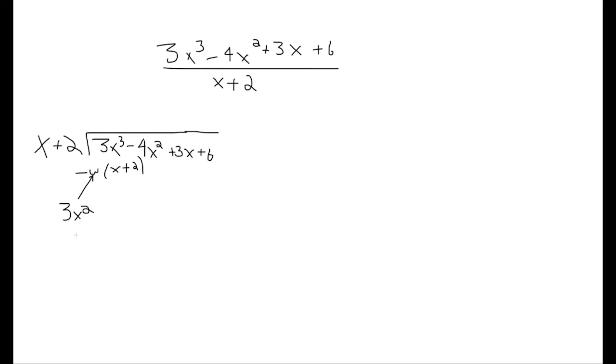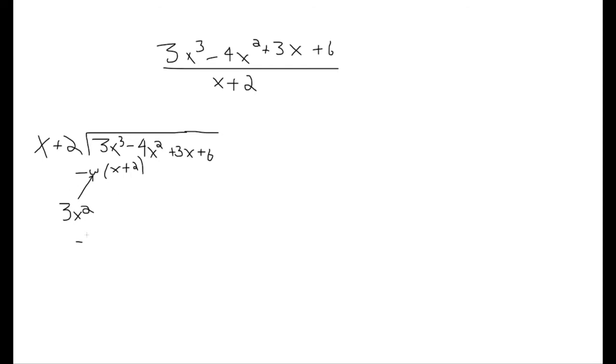So this is going to multiply. This is 3x squared, right? So in this case, remember, it's always going to have the same coefficient as the term that it's getting rid of. Its exponent is going to be 1 less than the exponent of the term that it's getting rid of, right?